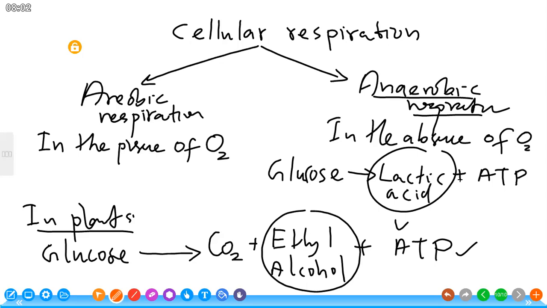Okay, let's go to finish off our tute. Question number 18. What are the two types of respiration? The first one, aerobic respiration. The second one, anaerobic respiration.